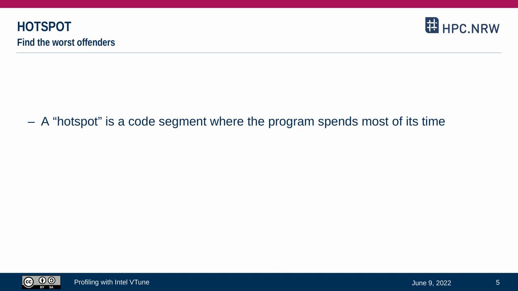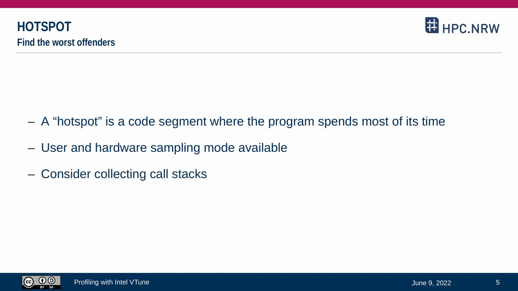The hotspot analysis type can help with finding hotspots in your application. Hotspots are code sections where the program spends most of its time. This could be a single inefficient function that is called many times, for example. This analysis type can be used in a user or a hardware sampling mode. Hardware sampling can gather more information in shorter time intervals, but requires the previously mentioned sampling driver or enabled Linux perf collection. You also have the option to collect call stacks, which will bring code sections in a hierarchical structure of where it is called from and what functions it is calling itself. This is increasing the collection overhead and result size, so you should think about if it is necessary or not.